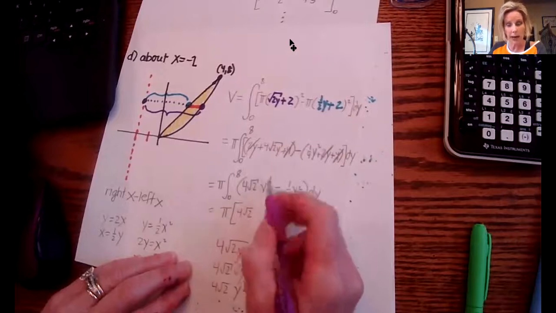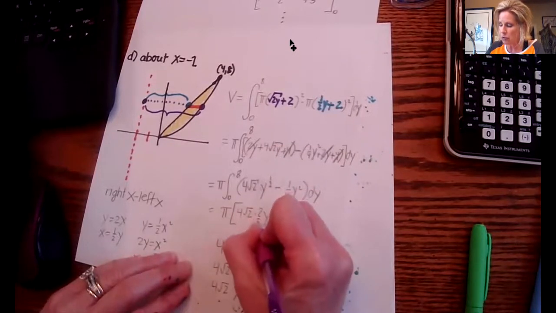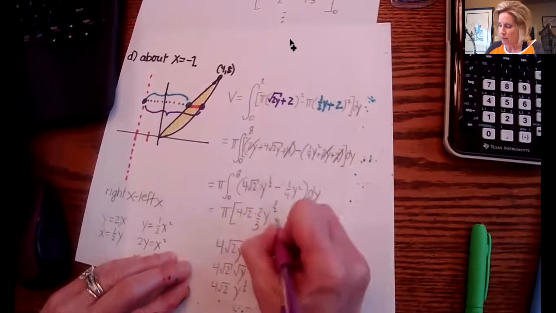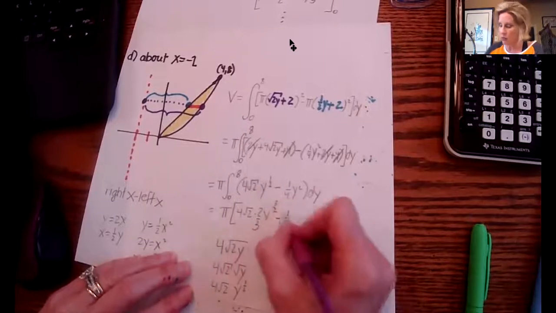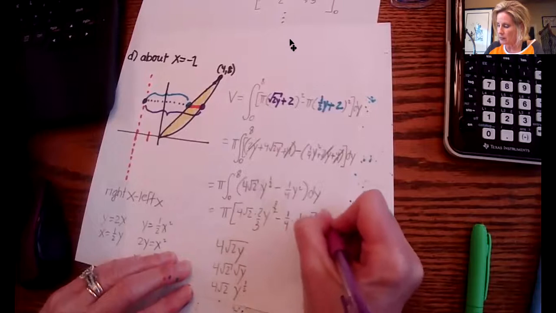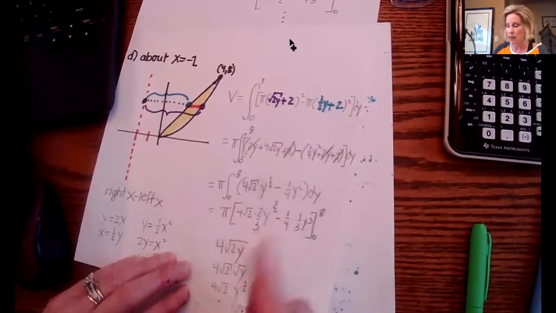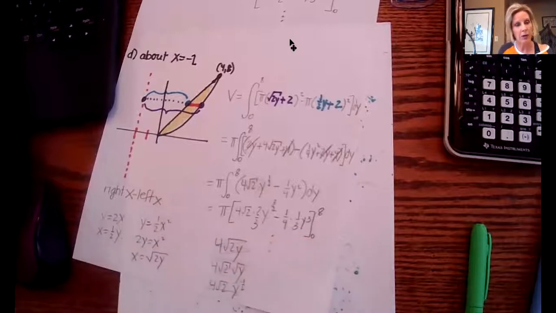When you integrate the y to the 1/2, it's going to be y to the 3/2, and then you put 2/3 right there, okay? Minus 1/4. And when, of course, you integrate y squared, that's 1/3 y cubed. You're going to plug in 0 and 8. You'll clean all this up. You don't need this anymore. And you go from there, and you're done.